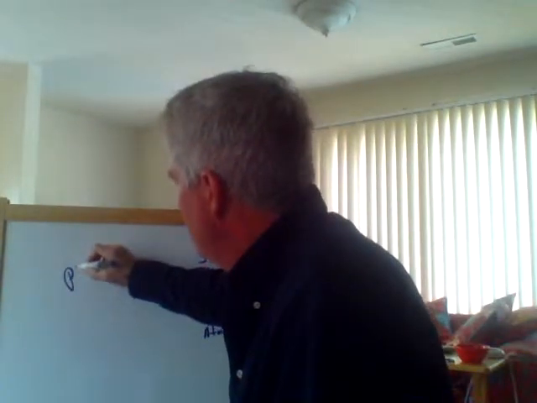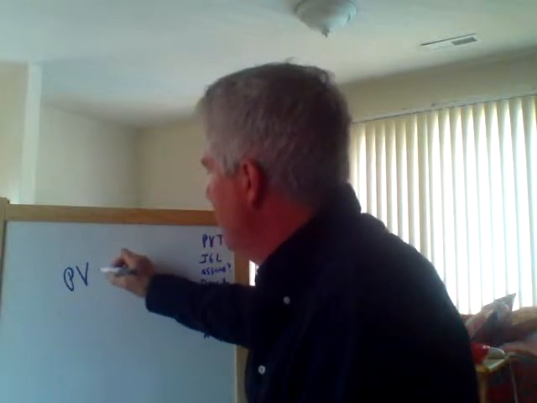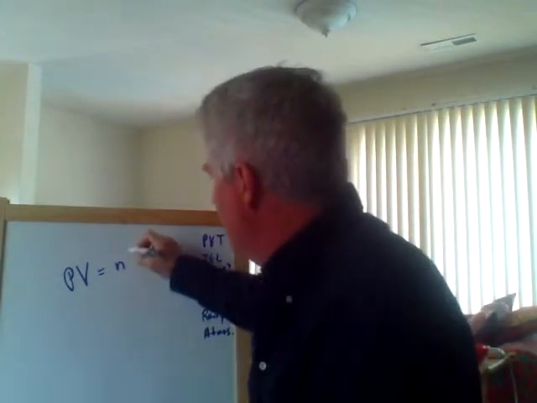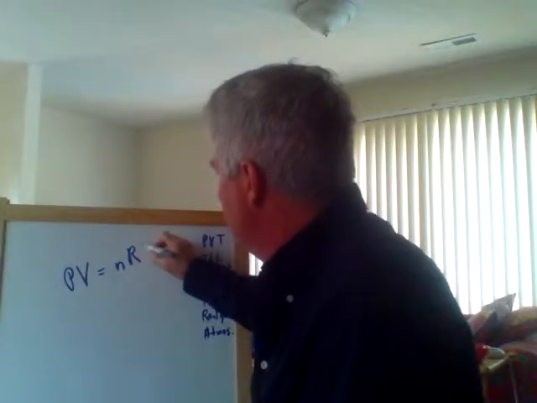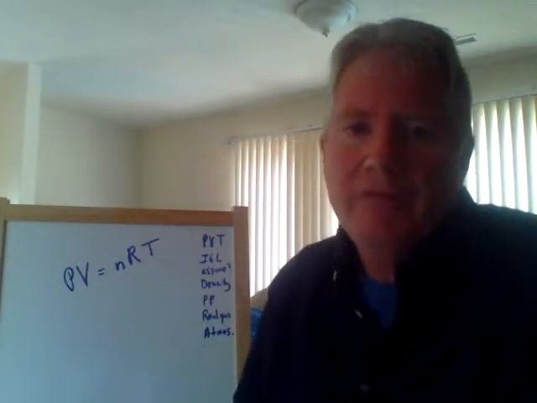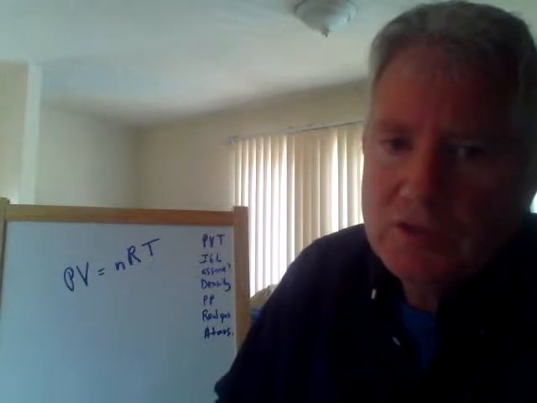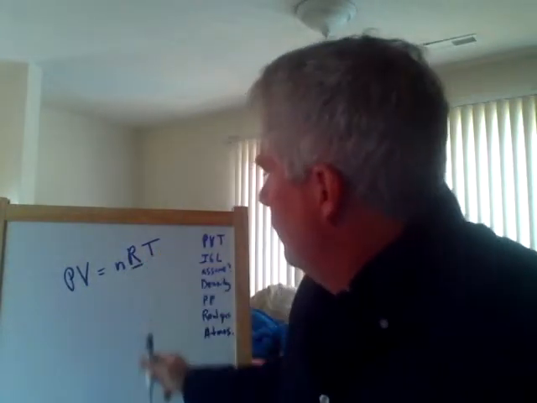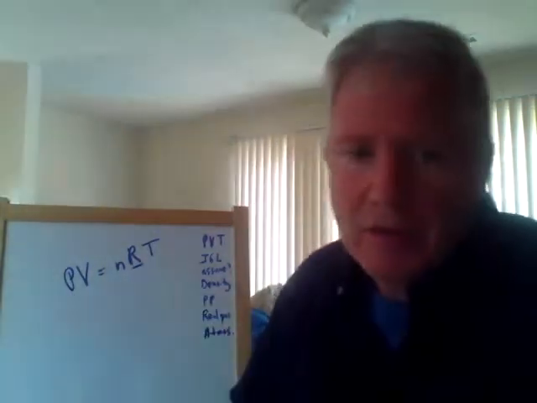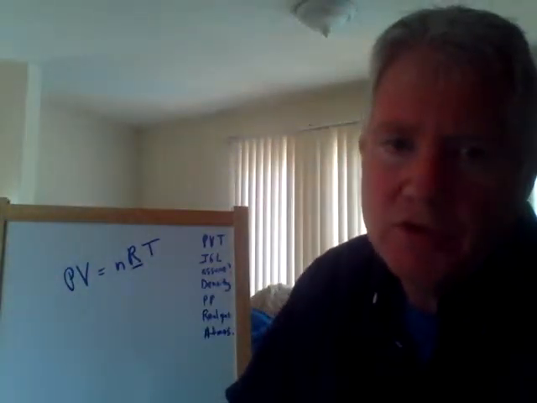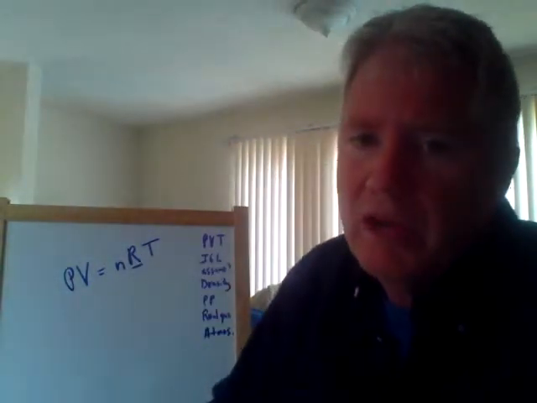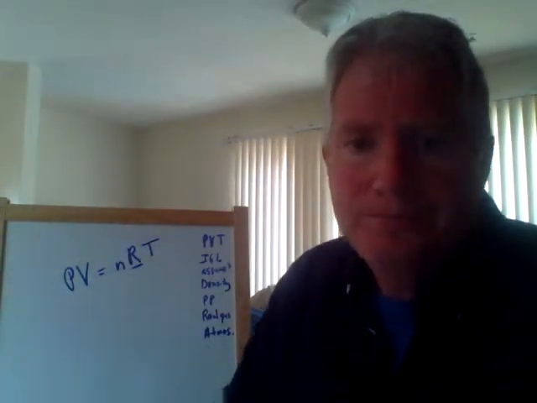It essentially says when you multiply the pressure times the volume, you end up with the number of moles of gas times some constant times the absolute temperature of the gas. This constant is R, but if you know 3 out of the 4 other variables, the volume, the pressure, the amount of gas in moles, and the temperature, you can calculate the fourth one.